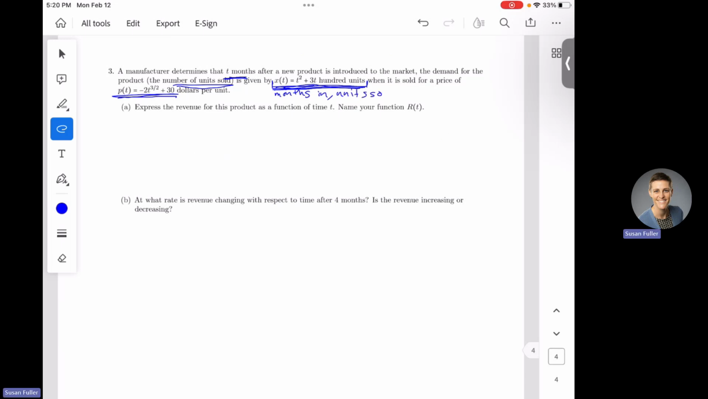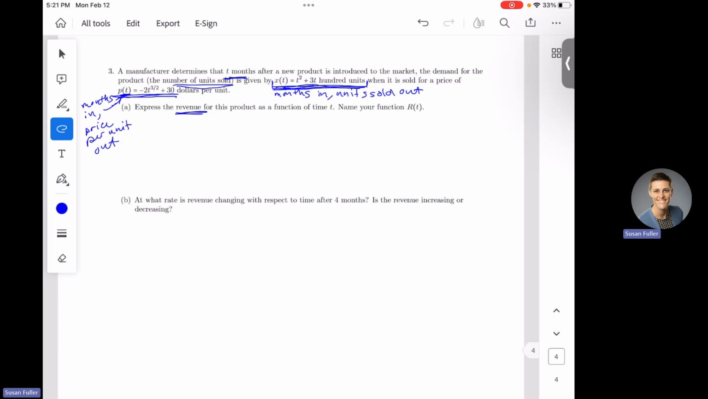The units sold. This guy over here, p of t, again, my input is t, which is time in months. So again, I am putting months in. And what am I getting out? I'm getting p of t, which is the price per unit out. So I'll say price per unit out. Okay. So that's what I've got, two functions.